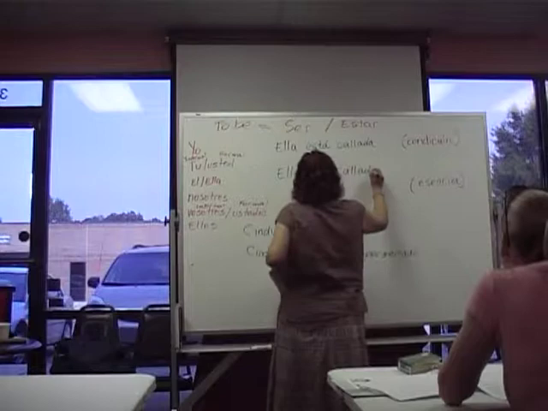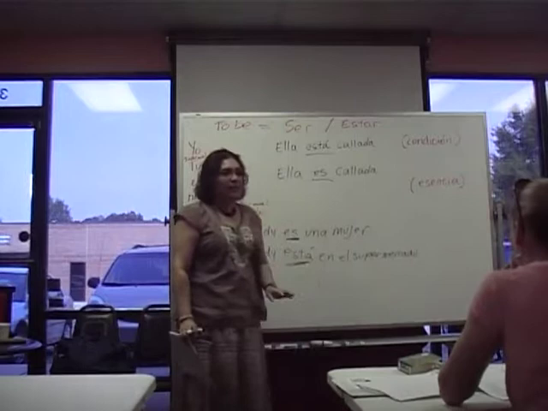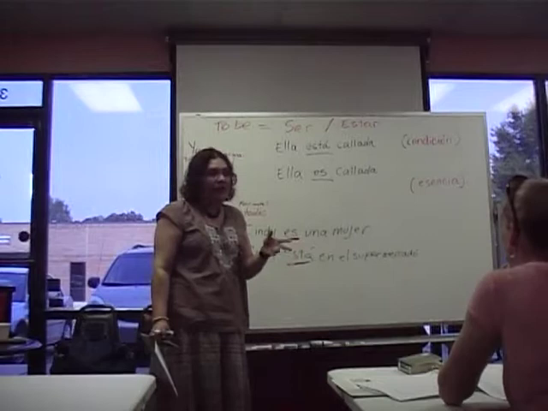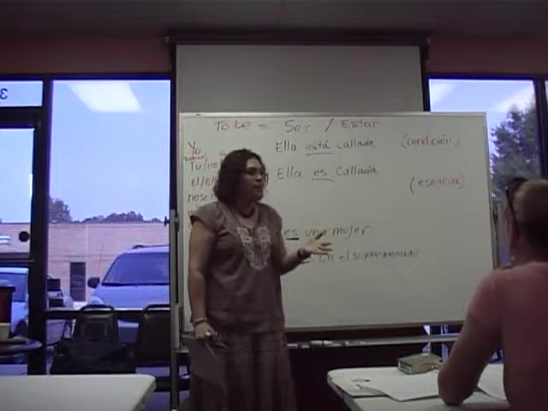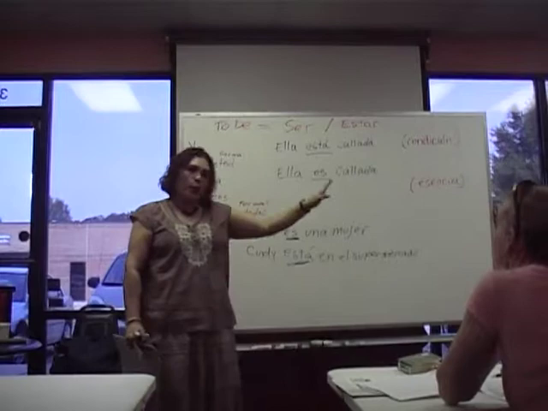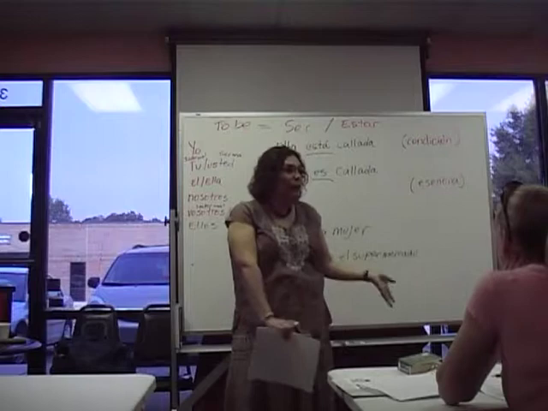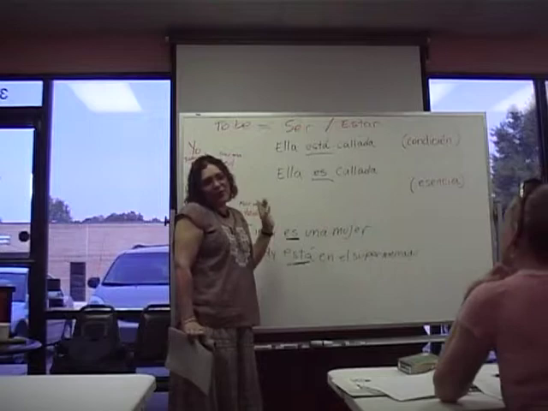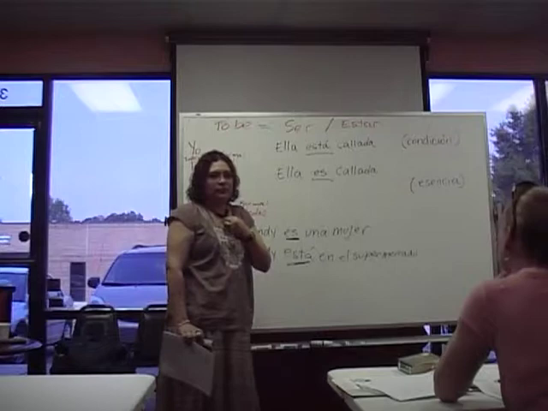It looks like it's the same sentence, but it's not. It's telling two different things. When you say ella está callada, it means that right now she's quiet. But that doesn't mean that she's always quiet. That is not part of her character. Something happened to her. I need to see what happened to her because she's quiet. But if I said ella es callada, I'm telling that she's always like that. That's part of her personality. Nothing happened to her. She's like that. See the difference? In English, you say it and it's the same, but in Spanish it's not. This is condition, this is esencia. It's part of her. See? That is a really good example.